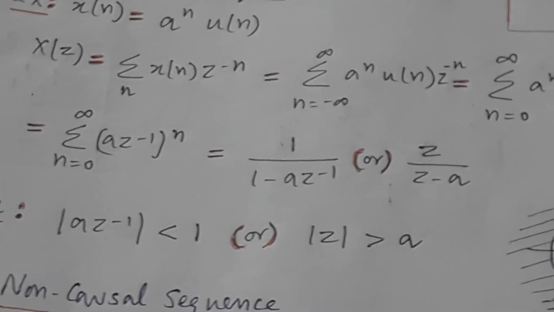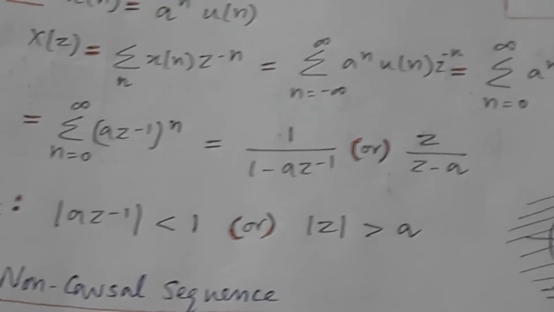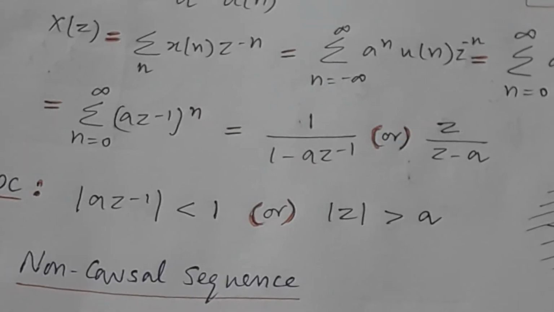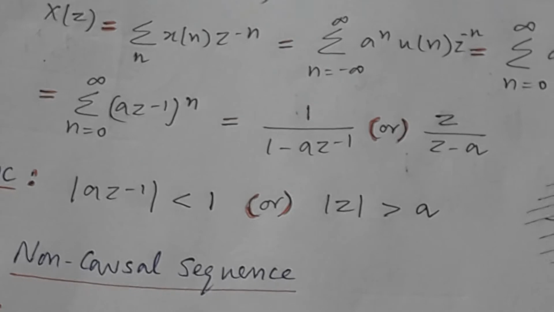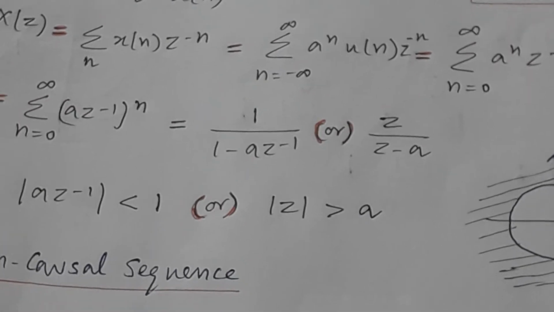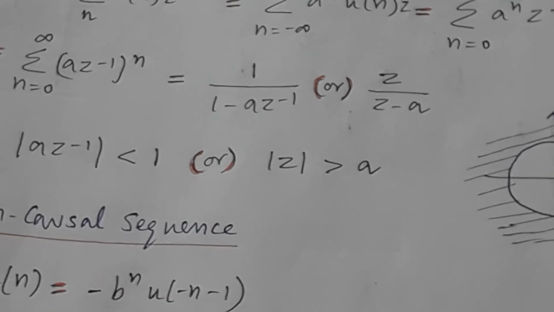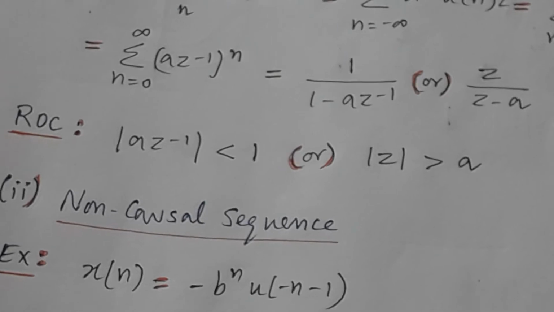So what is the formula for this one? Sigma c power n for n equal to 0 to infinity is 1 by 1 minus c, the power series expansion, where c is a z inverse. The answer is 1 by 1 minus a z inverse, or when we convert to positive powers, nothing but z by z minus a. So what will be the ROC?